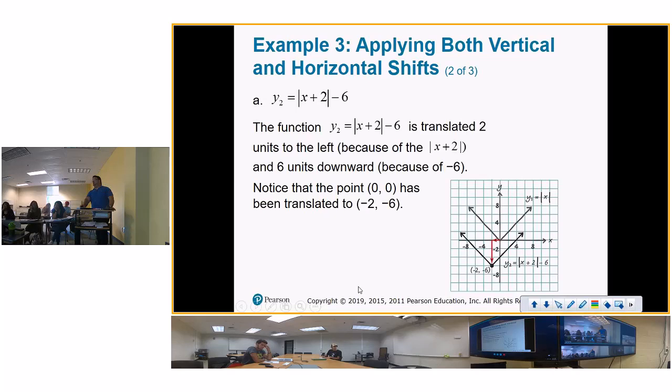Now the only thing missing is something in front of the marks, which means orientation. Is it squished? Is it stretched? Is it opening downward? Is it opening upward? In this case, it's +1, so it's your parent graph only with a vertical and horizontal shift.